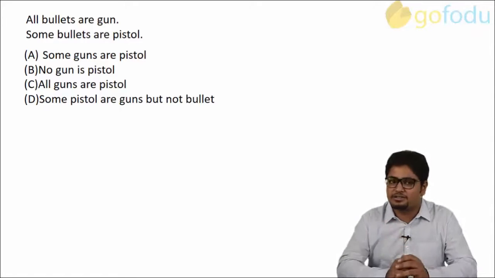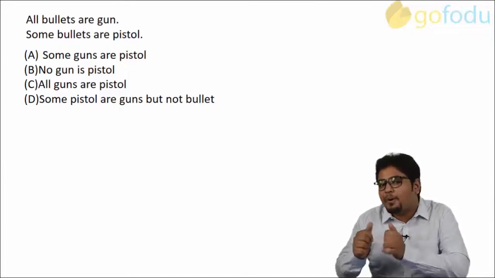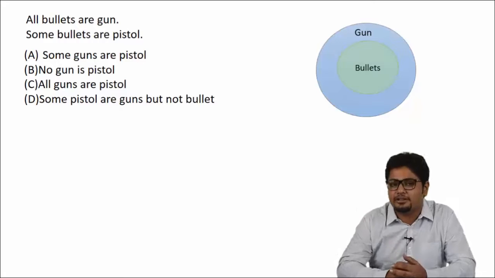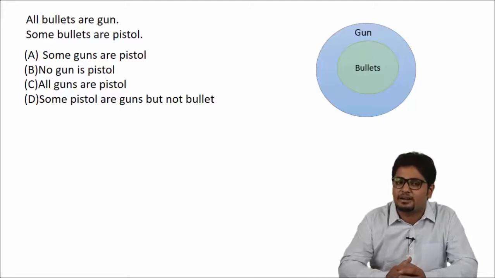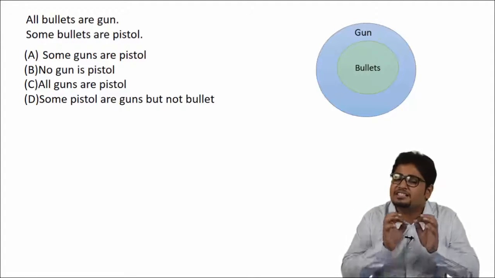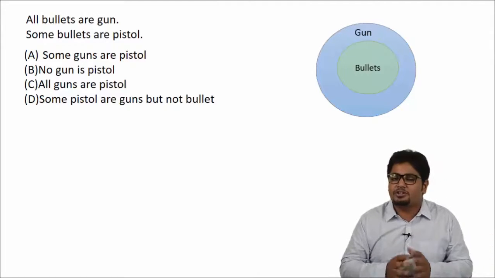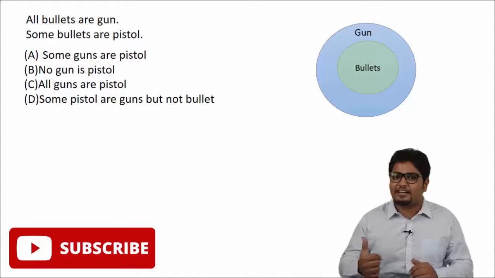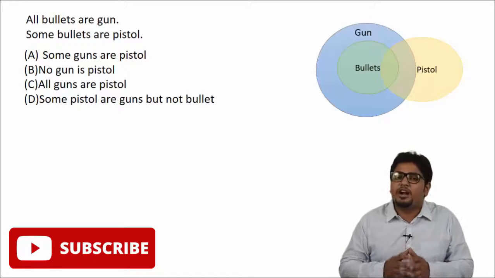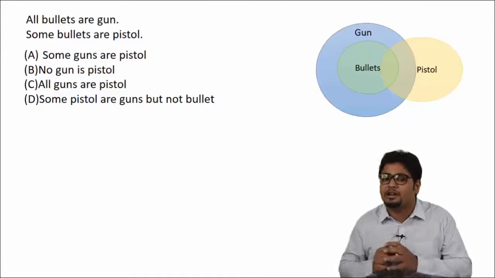All bullets are guns. Now we draw the basic diagram for this statement. Bullets are part of gun, so a bigger circle representing gun and a smaller inscribed in it. Now having drawn this basic diagram, the next step would be to draw the basic diagram for the second statement. Some bullets are pistols, or say some A's are B's. So I am adding this directly to our diagram. And the final diagram looks like this. Remember, we are drawing the basic diagrams, so we have to make sure that there is minimum overlapping.